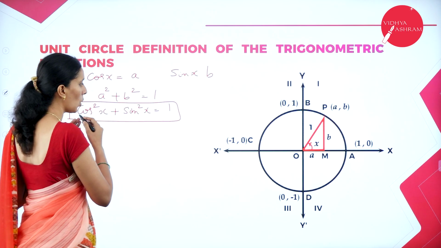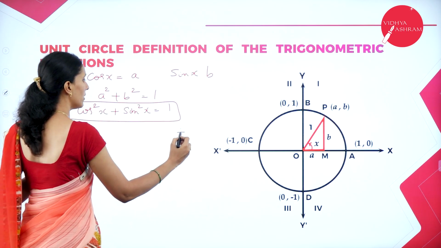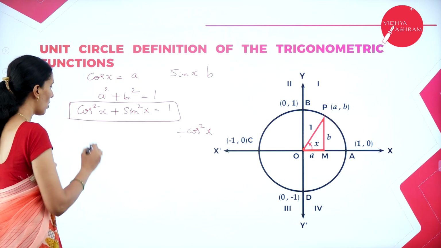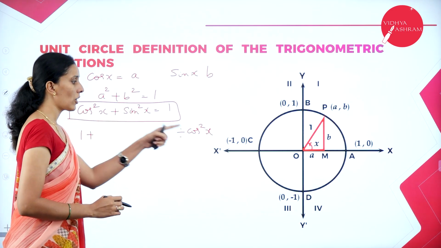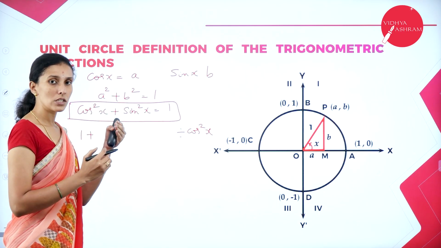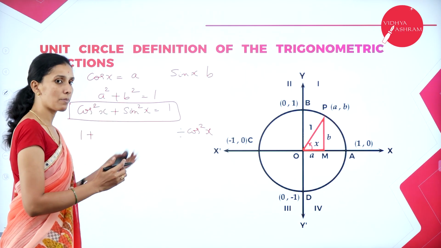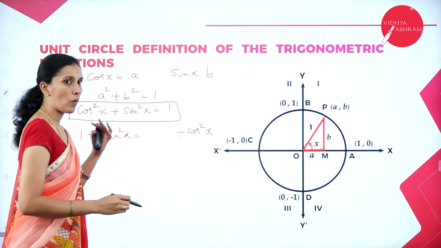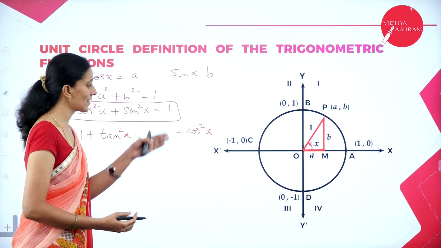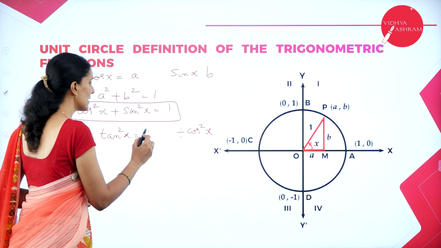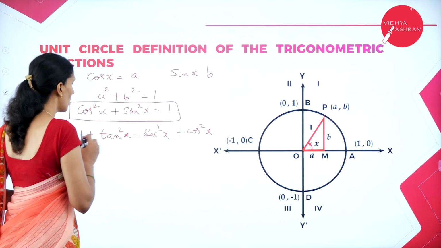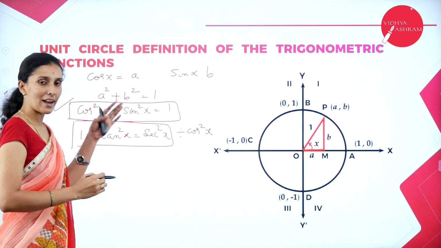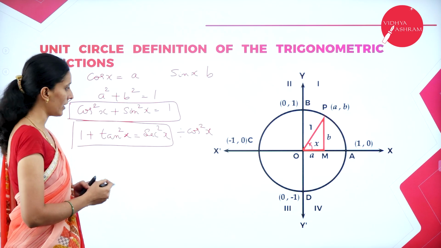Suppose you divide the whole equation by cos square x. What you will get? Cos square by cos square is 1. Sin by cos is, we know, always tan. So sin square x by cos square x is tan square x. And we know that 1 by cos x is secant x. So therefore 1 by cos square x is secant square x. So this is one more trigonometric identity. So using this only we can derive all other trigonometric identities.